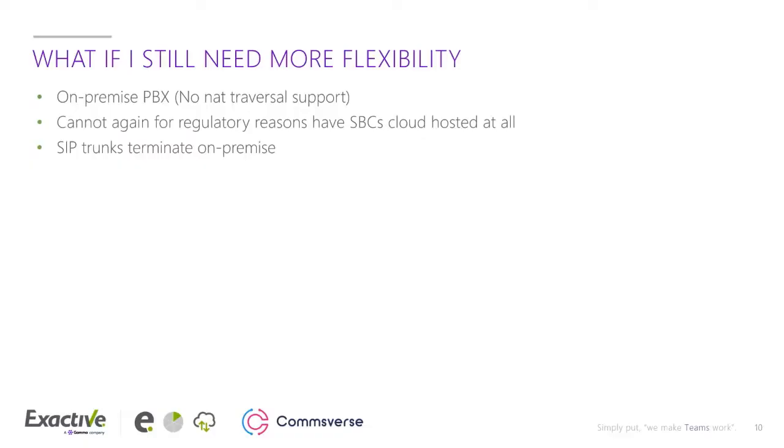So what if I still need a little bit more? For example, it's not a cloud PBX that I've renewed with, it's actually something on premise. It doesn't support NAT traversal. What can I do as an organisation? And again, for regulatory reasons, I actually can't have SBCs cloud hosted at all, whether it's centralised or whether it's my own AWS data centre. What can I do there? Or your SIP trunks actually may terminate locally on premise themselves.